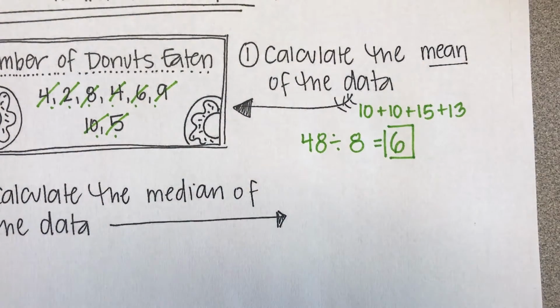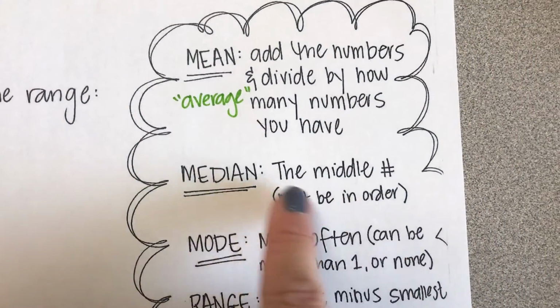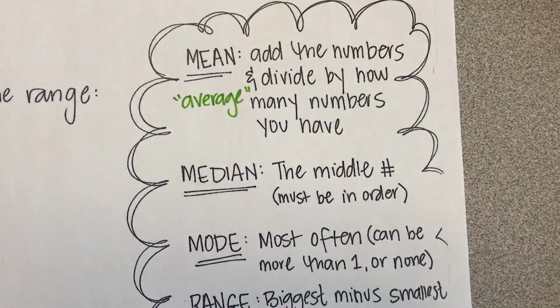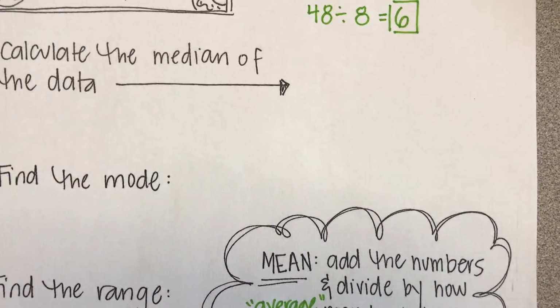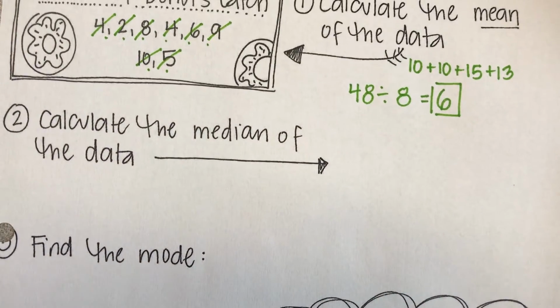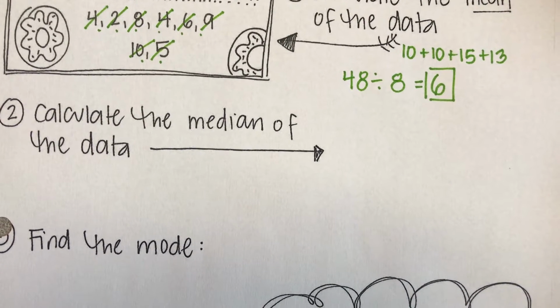Okay, so let's calculate the median. So the median, and I wrote it down here again, if you look in your little reference, it's the middle number. Just like the median of the road, you know, if you're driving down the street, the median is what's between the lanes. Same concept here. The median is the middle number. Okay, the important thing is that we have to put the data in order before we can find the middle. So let's start with our smallest number.